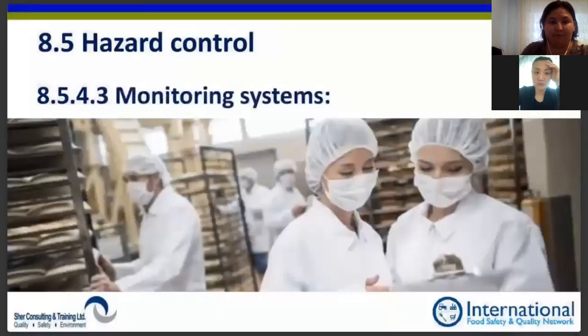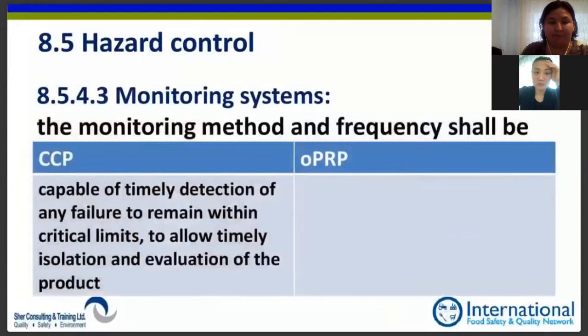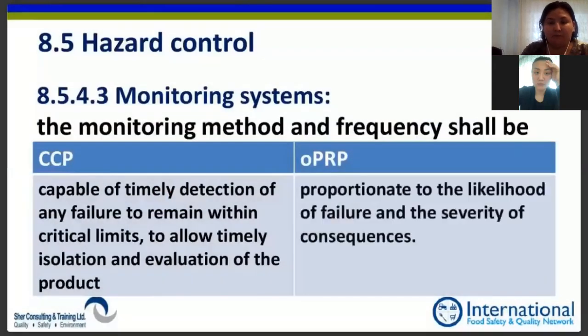the monitoring systems, let's compare CCP and OPRP. The monitoring system and frequency shall be capable of timely detection of any failure to remain within critical limits, to allow timely isolation and evaluation of the product. That's CCP. That makes sense. That hasn't changed. So the CCP is going to be monitored in a way that if we do detect the deviation, we can isolate and evaluate the product and it won't escape from the plant. The OPRP now says, and this is new, that the monitoring should be proportionate to the likelihood of failure and the severity of consequence. So it's a little more loose.